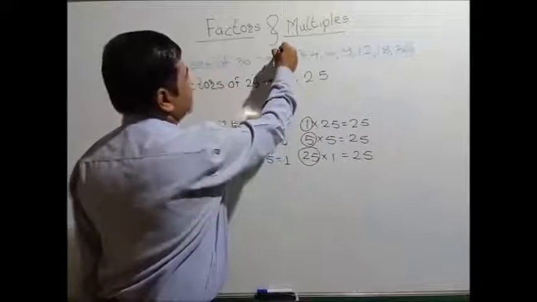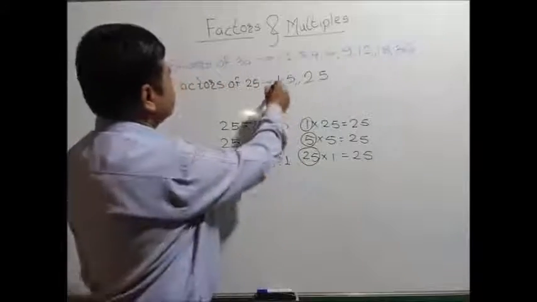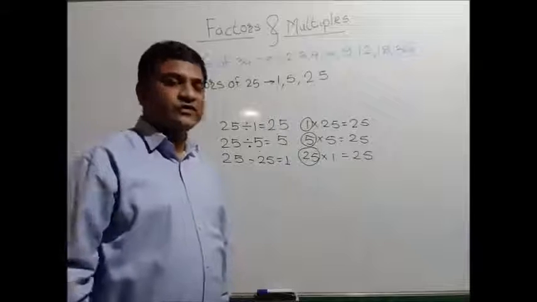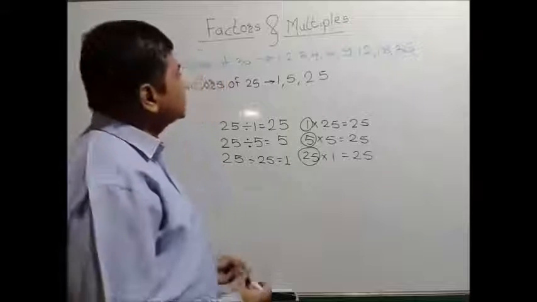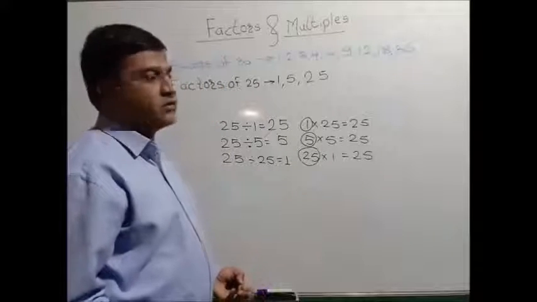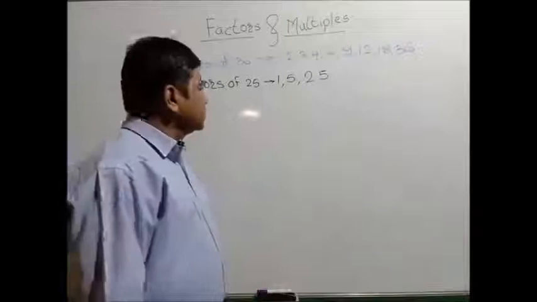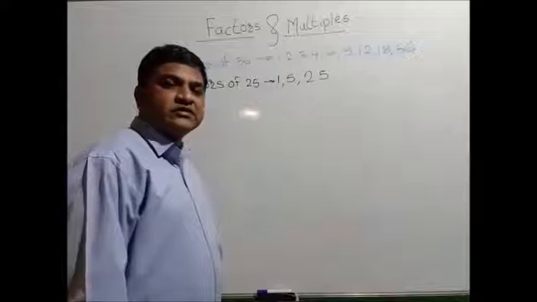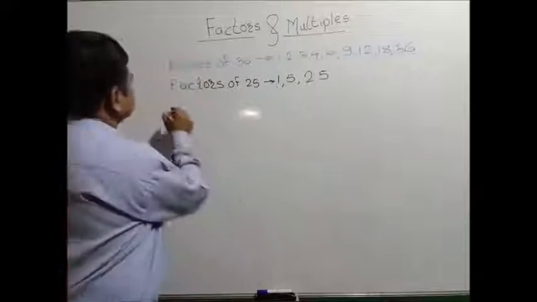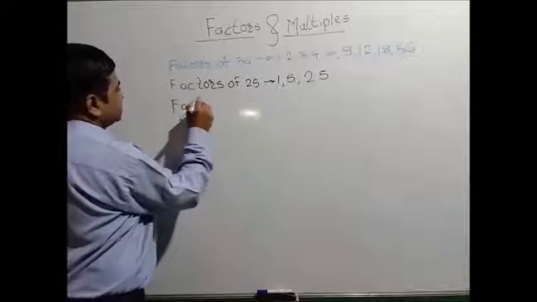You can see that 1 is in the factors of 36, and 1 is also in the factors of 25. So we can conclude that 1 is a factor of every number. We can prove this by taking the next example. Find the factors of 37. So, let us find the factors of 37.